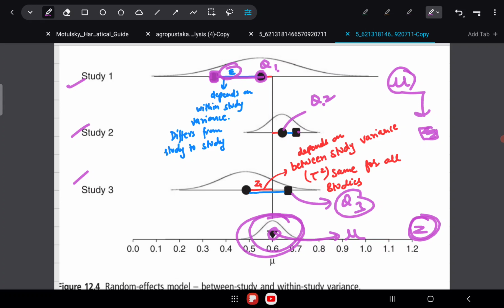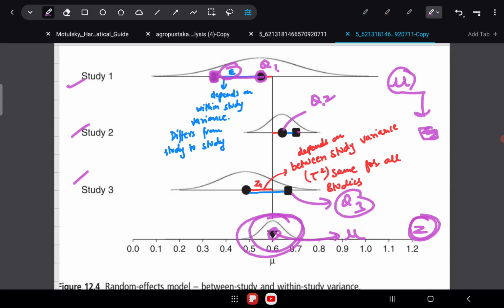You can also call this between study variance. We'll come back to this later. So between study variance is also denoted by tau square in this book. So tau square is the difference between the mean of the distribution of effects and the true effect of the individual study, right?